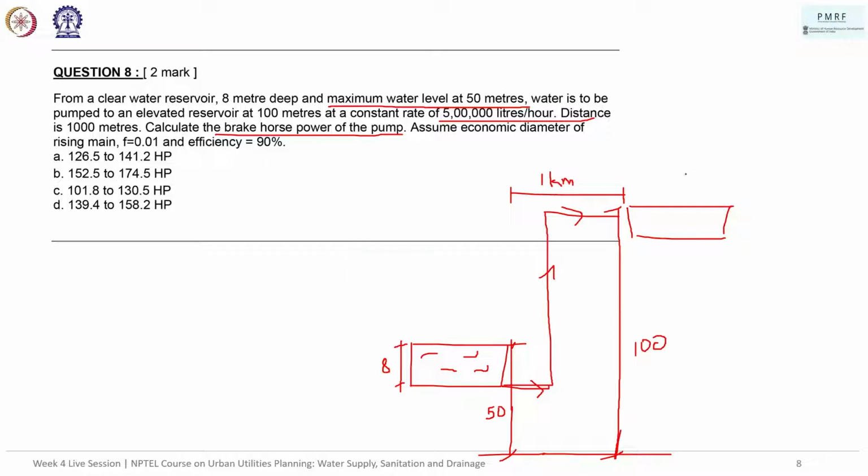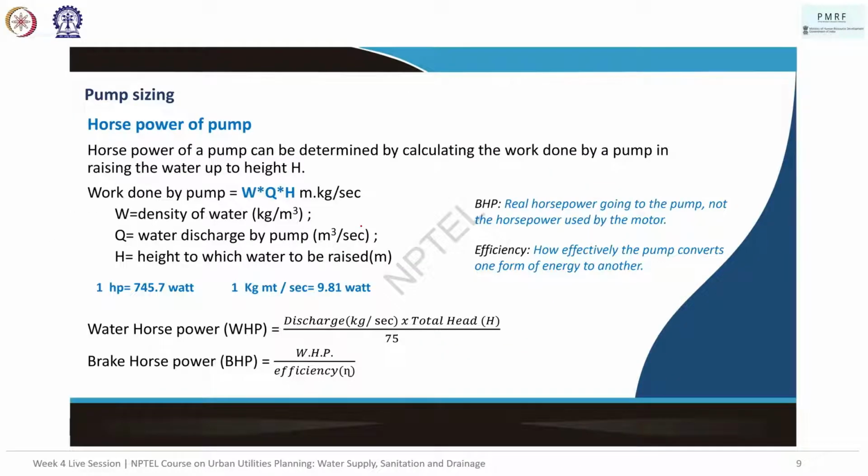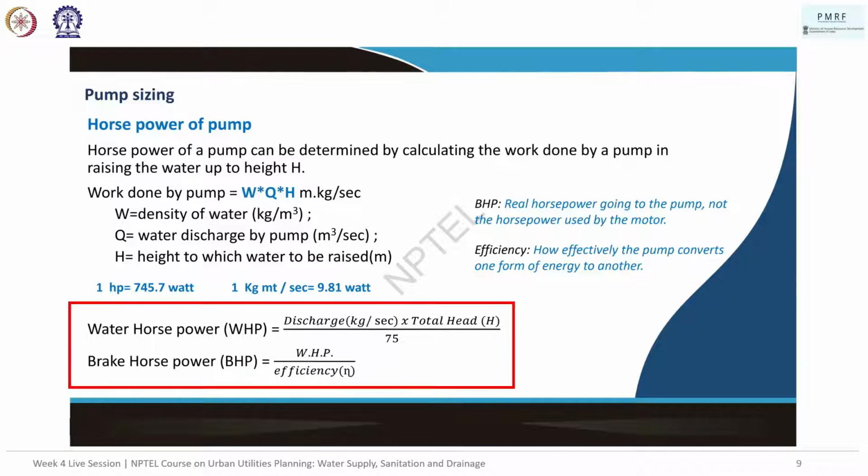They've asked us to assume economic diameter of rising main F is equal to 0.01 and efficiency of the pump to be 90%. So if you remember the lectures, we saw that water horsepower of a pump is basically the discharge in kilogram per second into total head divided by 75. So what is this discharge in kilogram per second?